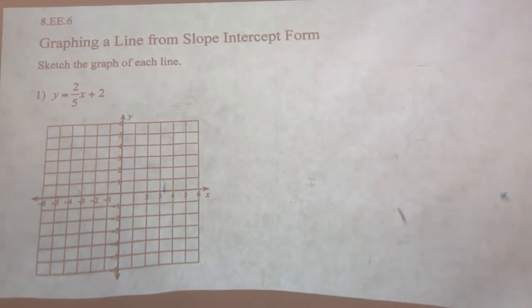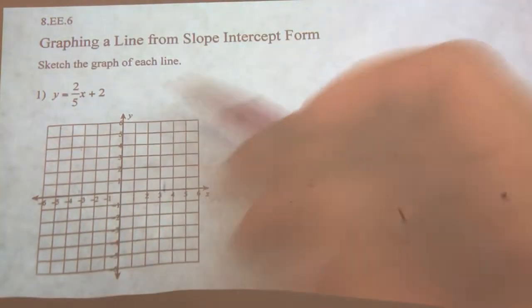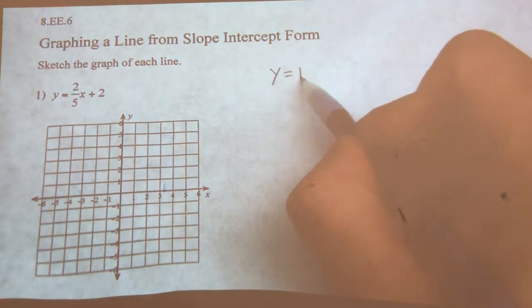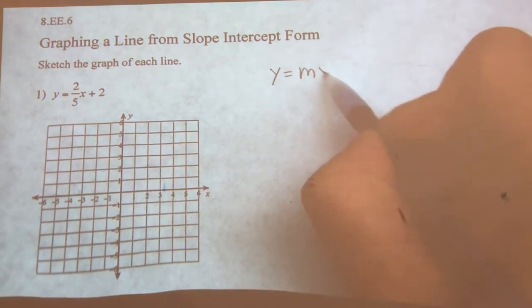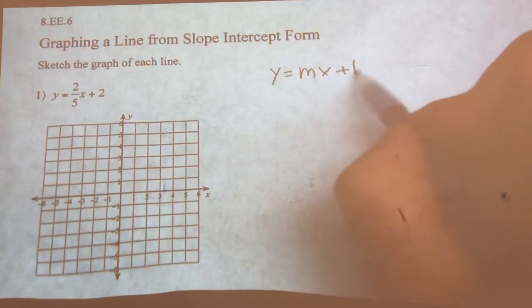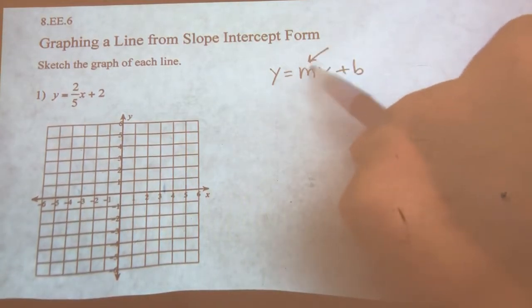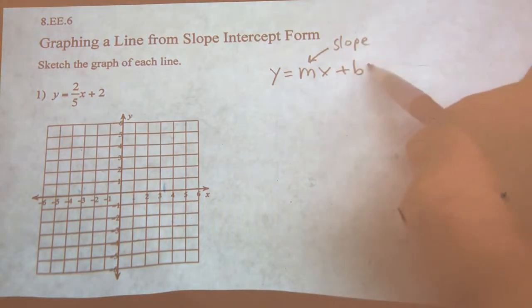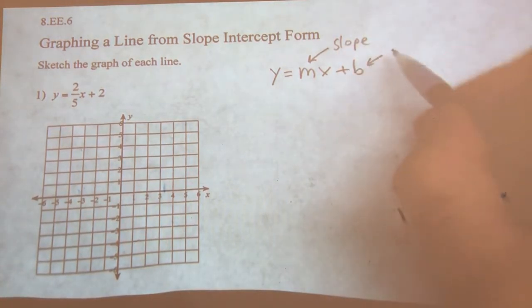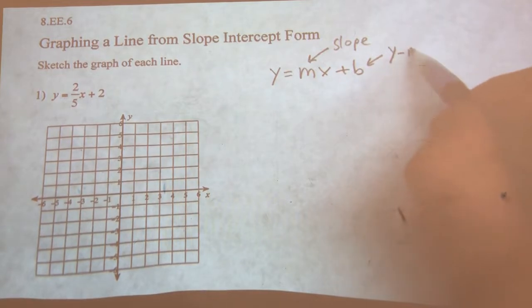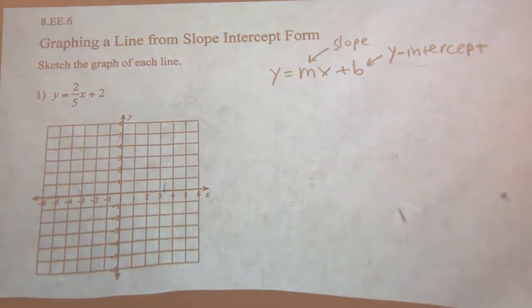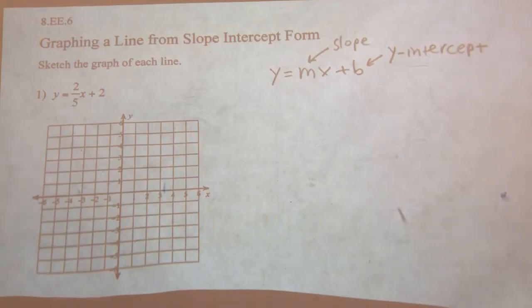Okay, so in this video we're going to graph a line from a linear equation in slope-intercept form. Slope-intercept form is y equals mx plus b, where whatever number is in the position of m is your slope, and whatever number is the b is your y-intercept, or the location where the line crosses the y-axis.